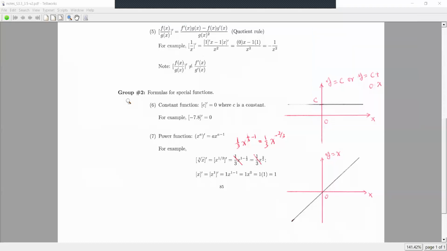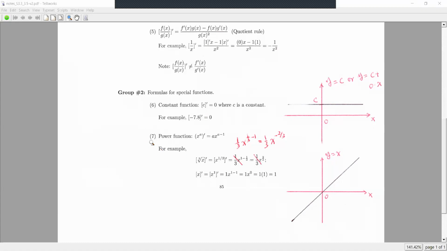Now, formulas in group number 2. The formulas in this group are for special functions. Formula number 6. Derivative of a constant is 0. Plot the graph of the constant. The graph is a horizontal line. Derivative is the slope of a tangent line. On the horizontal line, everywhere the tangent line is horizontal. Therefore, derivative everywhere is 0.